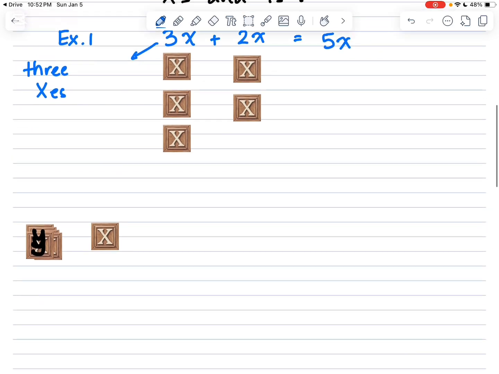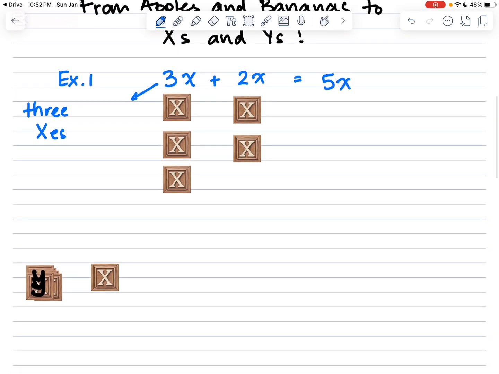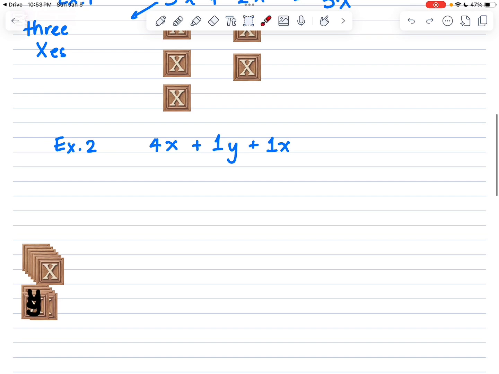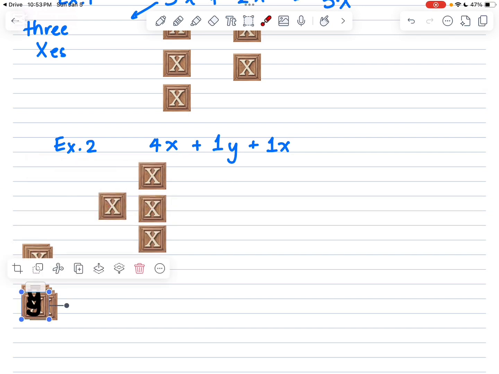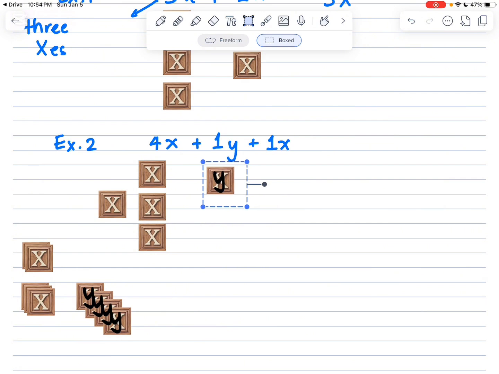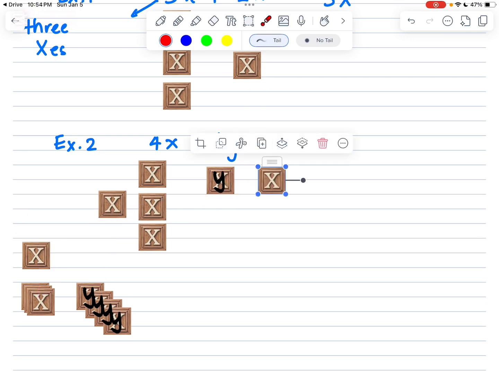It works as well if I say, let's give you another example. So in this example, I not only have x's, but I have y's. But let's use the same tile or scrap piece of paper idea. So 4 x's means I'm going to take 4 of these, 1, 2, 3, 4. 1 y. Okay, and this plus 1x means I'm going to add to the pile another x.